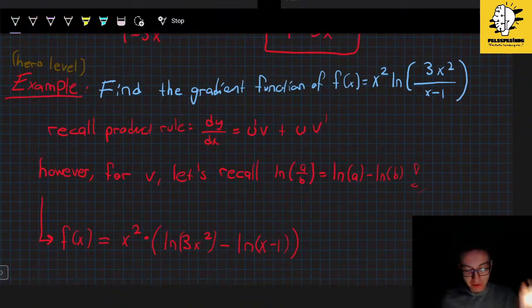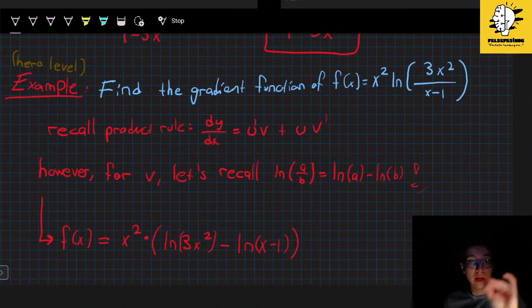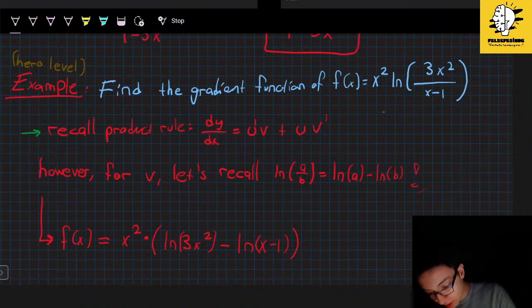So let's see. Find the gradient function of f(x) = x squared ln (3x squared over x minus 1). We have to act cleverly while solving this question. We have to recall the product rule. This is the first thing that we have to remember, because we see that we have multiplication over here, and we will just solve them in this way.